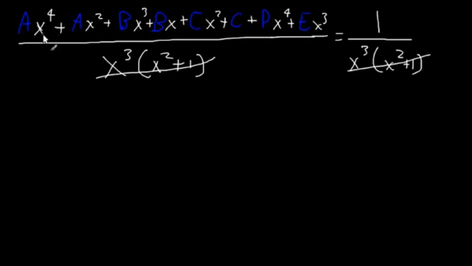So let's combine like terms. If you notice, for the x to the 4th terms, you have A and D as the coefficients. So we can factor x to the fourth out for both of those. So you'll get A plus D times x to the fourth.